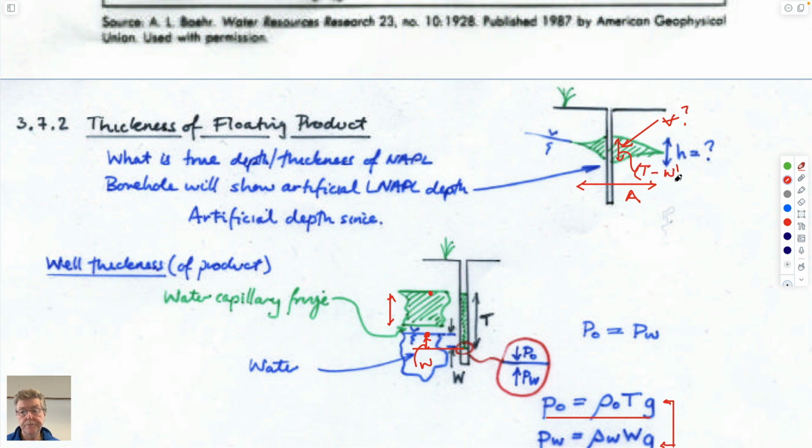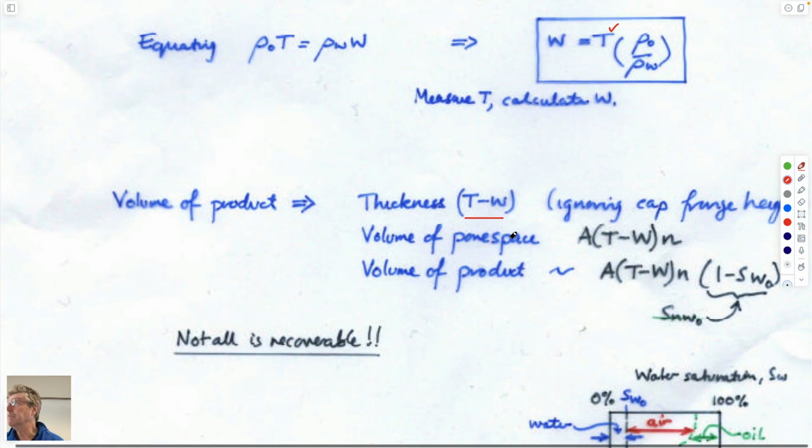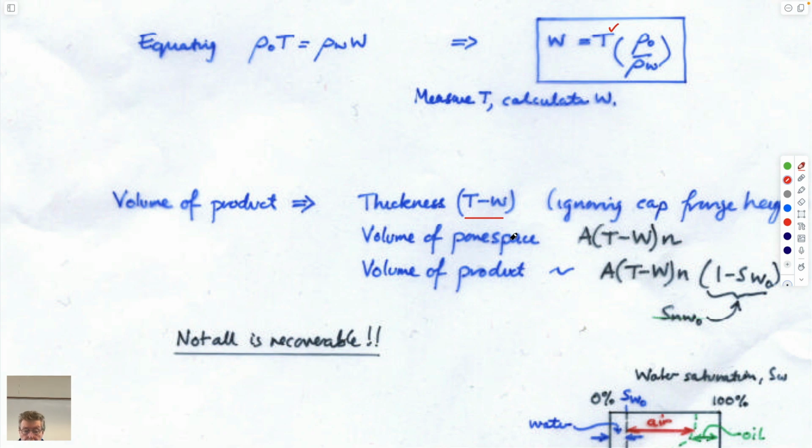T minus W. This is T, this is W, hence this remaining part is T minus W. Then, yep. Explain why the two heights become different.